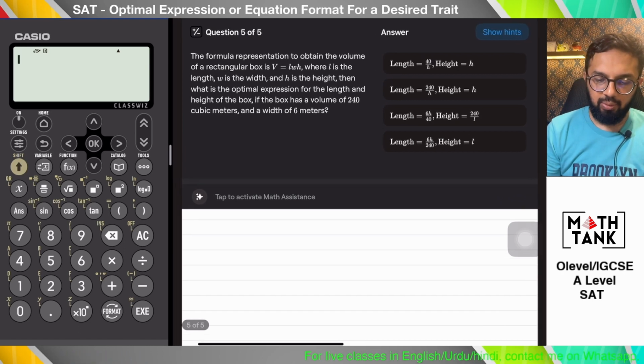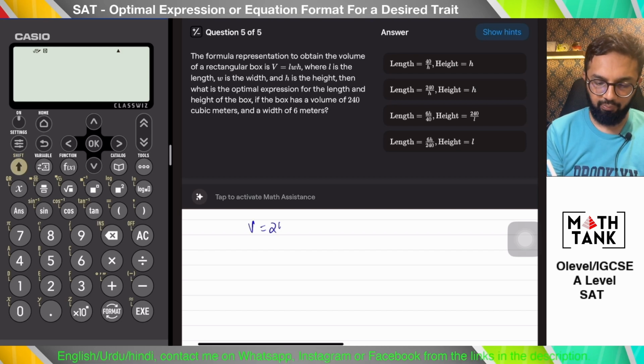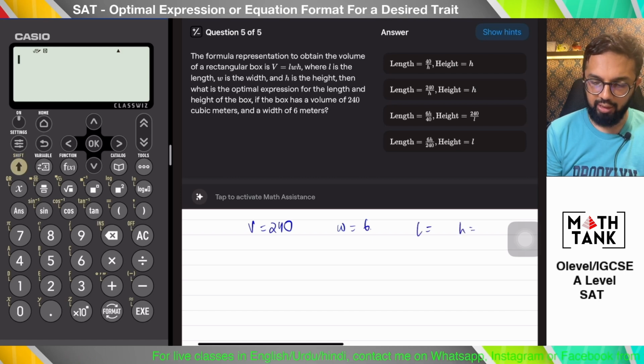The formula representation to obtain the volume of a rectangular box is this, where L is this. If the box has a volume of 240 and a width of 6 meters, what is the optimal expression for the length and the height of the box?